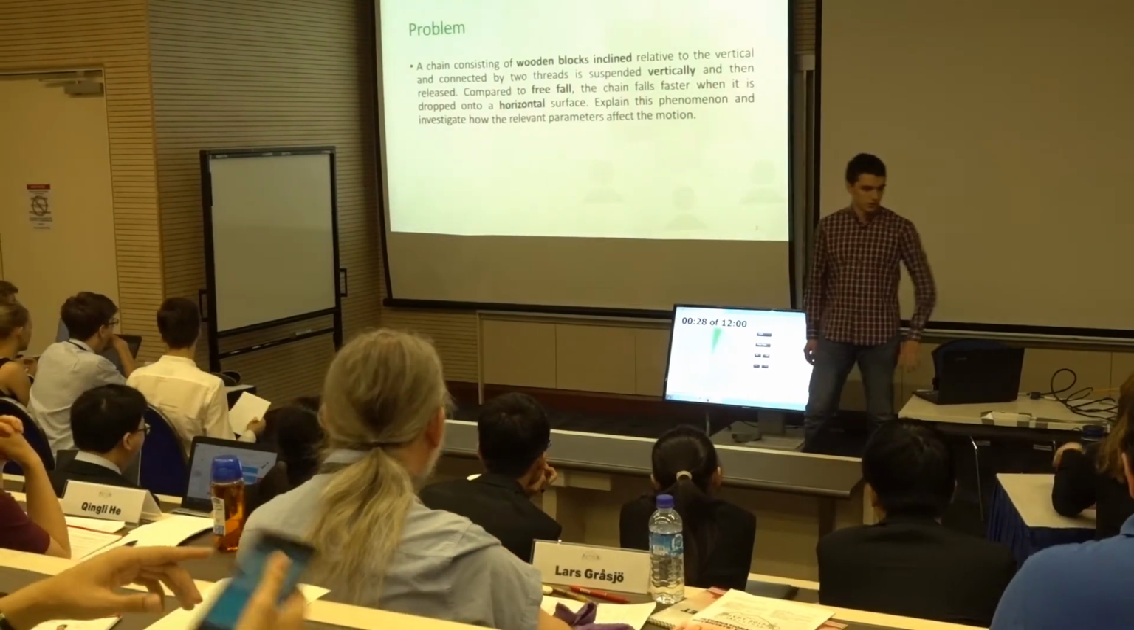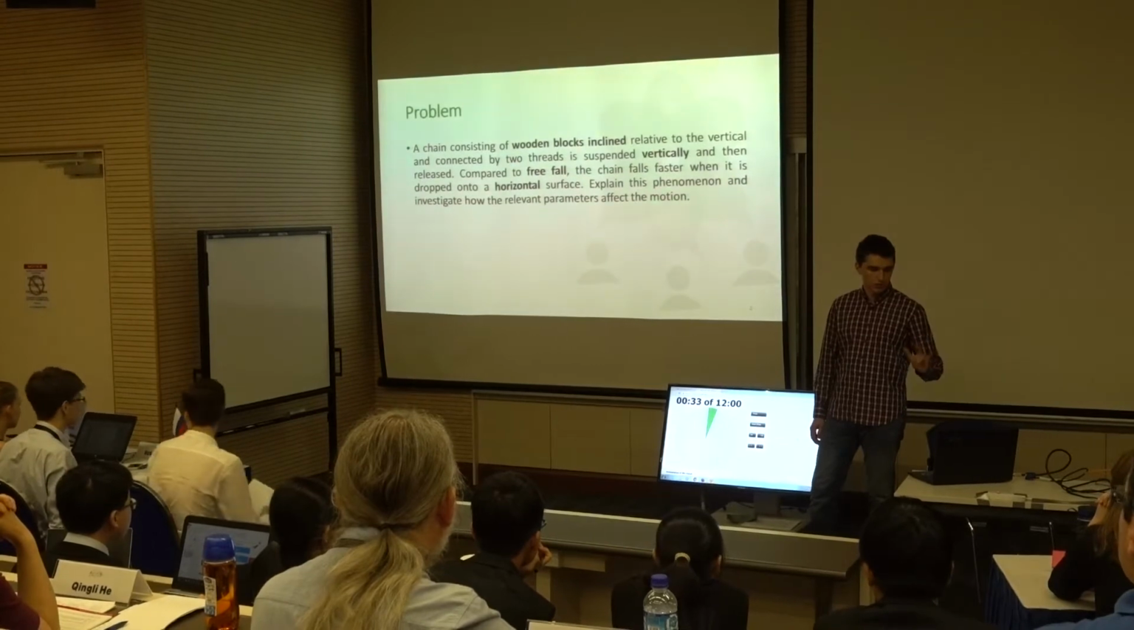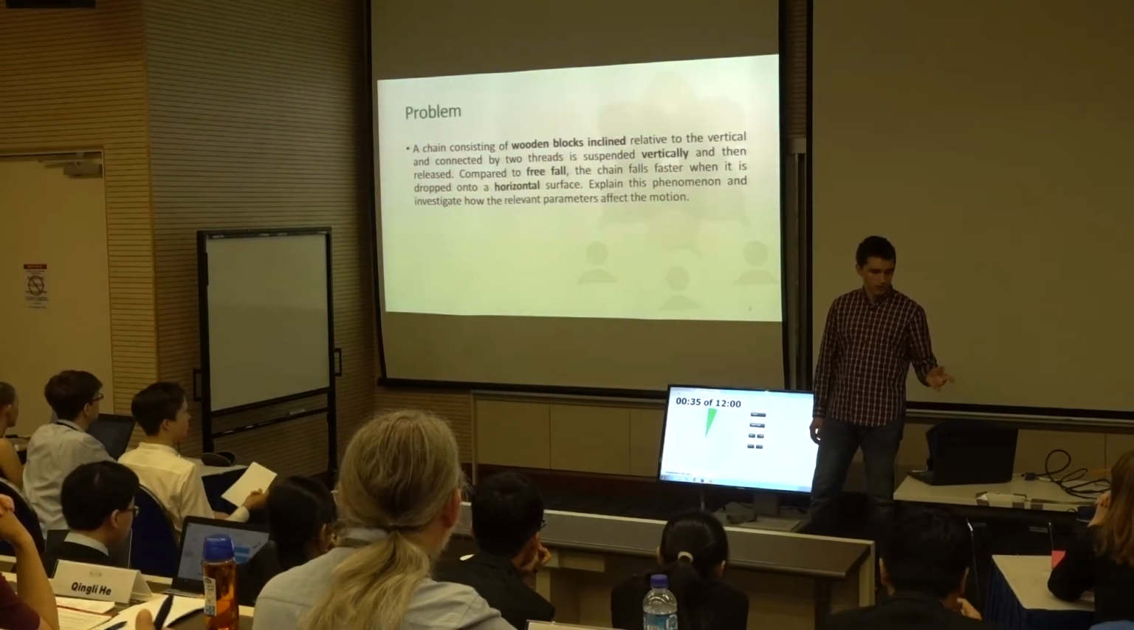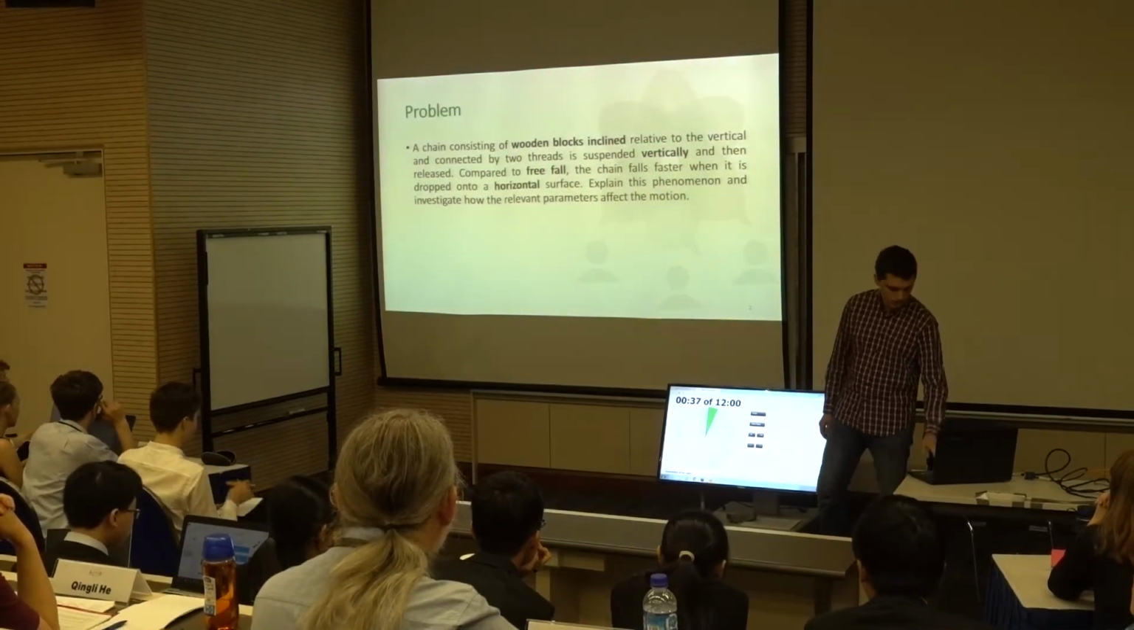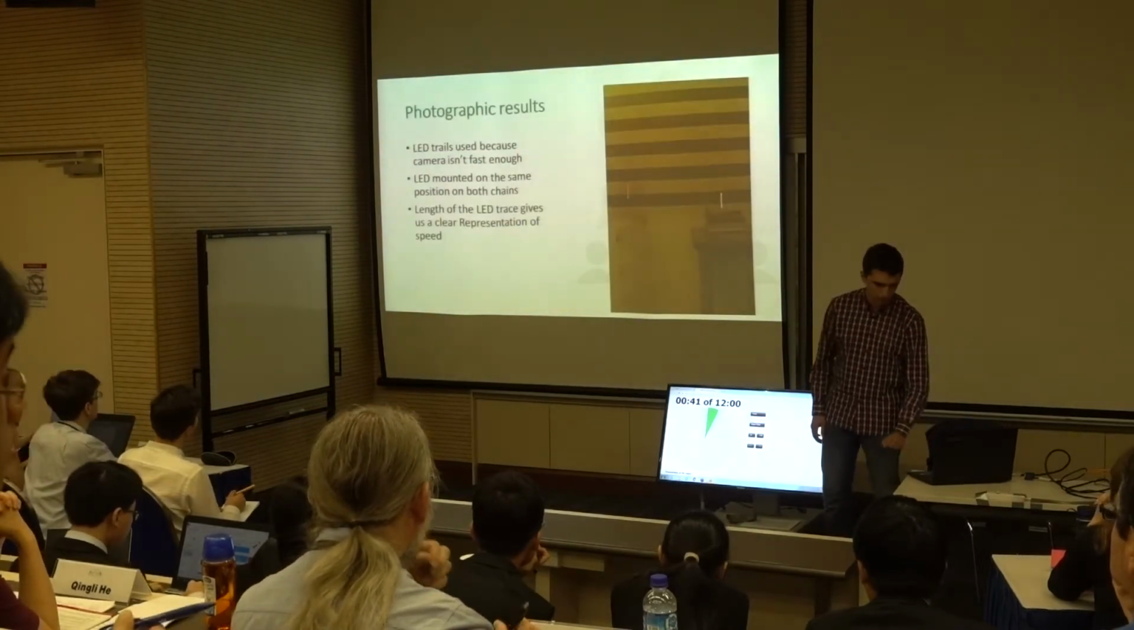We'll concentrate on the wooden blocks inclined, so all of the chains will be made out of wood: vertically suspended, free fall, horizontal. And the one falling on the horizontal surface will be faster than the free falling chain.